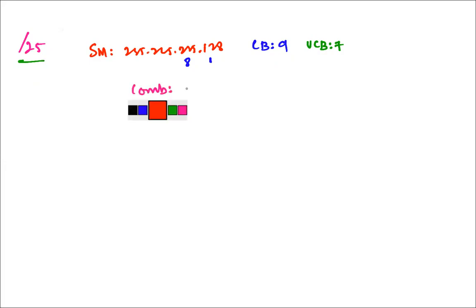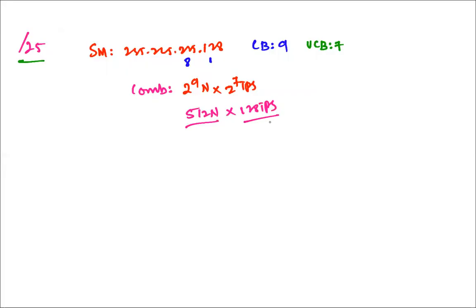Combination is what? Now we're going to have 2 power 9 networks, correct? And we're going to have 2 power 7 IPs. 2 power 9 networks is 512 networks, and 2 power 7 is 128 IPs per network. You got it? So we're going to have 512 networks, and each network is going to have only 128 IPs.